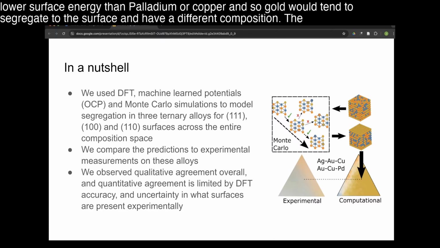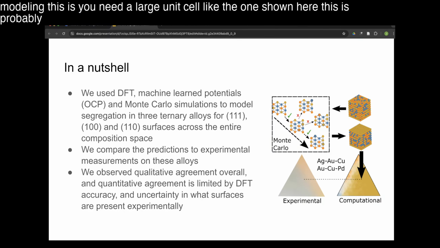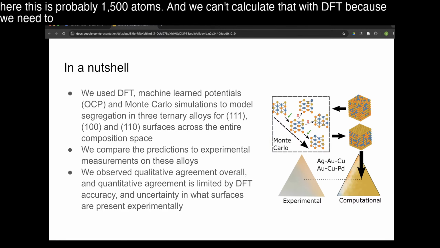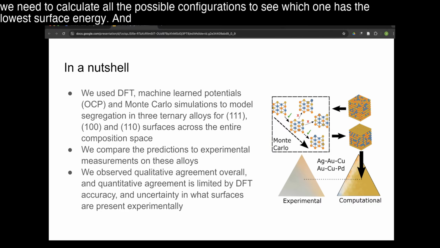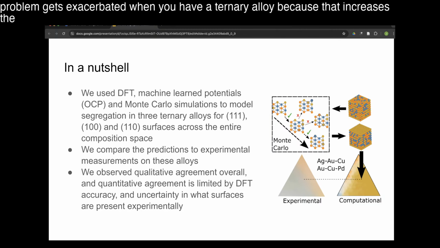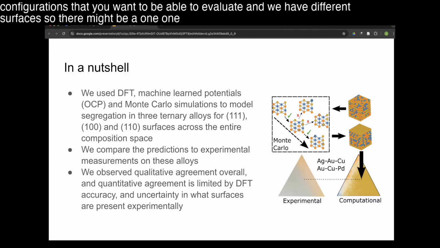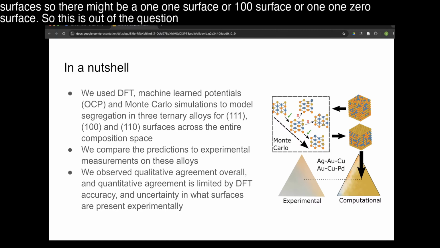The challenge in modeling this is you need a large unit cell like the one shown here. This is probably 1,500 atoms, and we can't calculate that with DFT because we need to calculate all the possible configurations to see which one has the lowest surface energy. And this problem gets exacerbated when you have a ternary alloy because that increases the configurational space. You get 3 to the n possible configurations that you want to be able to evaluate. And we have different surfaces, so there might be a 111 surface or a 100 surface or a 110 surface. So this is out of the question to do with DFT.